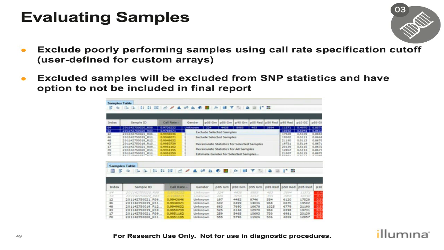For example, for a commercial array, if a sample has less than 99% call rate, you can choose to exclude that. If you are using a custom array, you can set your own cutoff for what you would choose to exclude. Once these samples are excluded, they will be excluded from SNP statistics calculations, and you also have the option to exclude them in your final report.